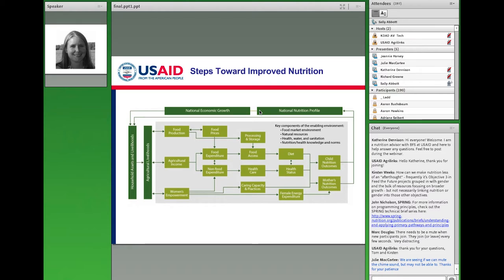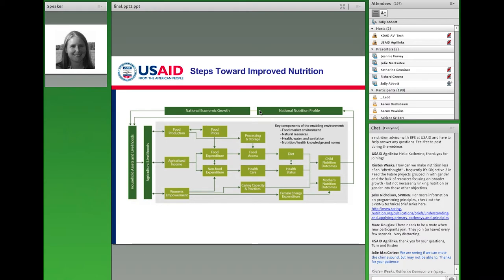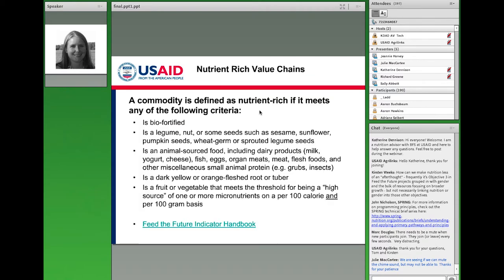But there are a lot of pieces in the middle, looking at processing and storage, looking at access, looking at how agriculture income can be affecting health care, and looking at how women's empowerment can affect caring capacities, which then can affect nutritional status of mother and children. Those missing pieces often aren't there, that we have projects working at the separate ends. And one of the things we're trying to do across our portfolio is drive them together. So not expecting that agriculture products work all the way across the pathway, but that our projects are working in coordination so that the pathways are addressed in their entirety.